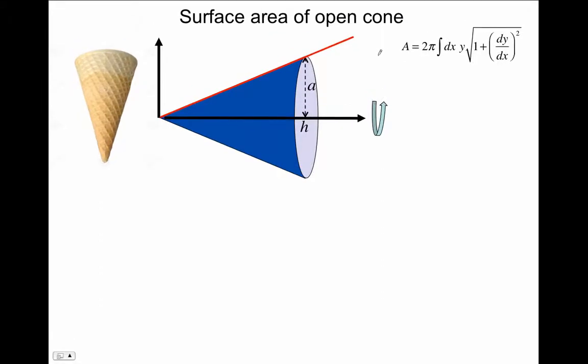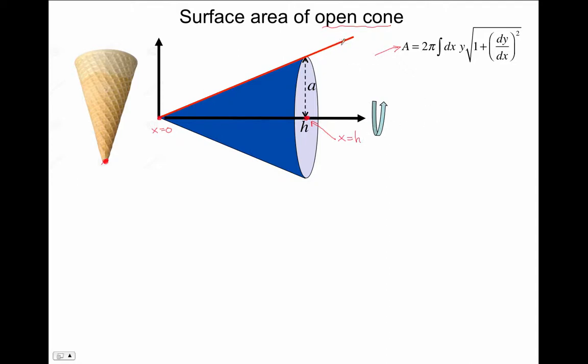Next, we'll use the same formula to calculate the surface area of an open cone. A cone, of course, is very familiar to us. We'll take the origin of coordinates at the vertex, so here x is equal to 0. And the height of the cone shall be taken to be h. So here is the point x equals h.